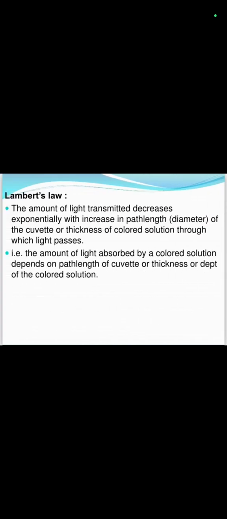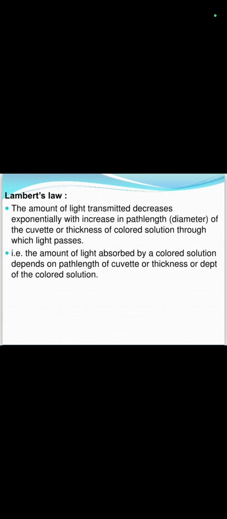And next we will discuss about Lambert's law. Lambert's law says the amount of light transmitted decreases exponentially with increase in path length, meaning diameter of the cuvette, or thickness of colored solution through which light passes. That means the amount of light absorbed by a colored solution depends on the path length of cuvette, that is the thickness, diameter or depth of a colored solution. These both laws combine and make the principle of colorimeter.